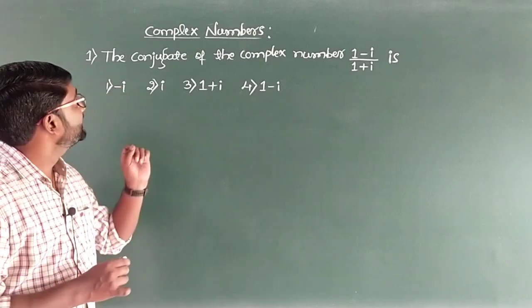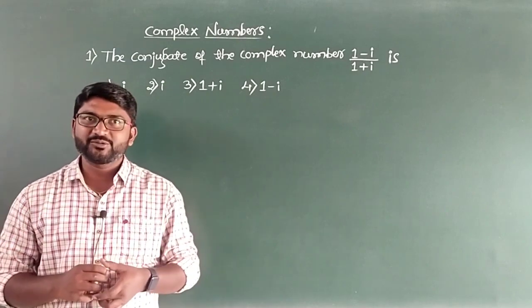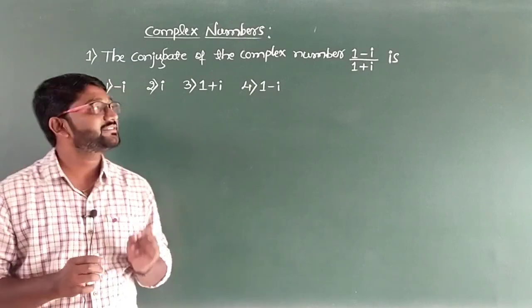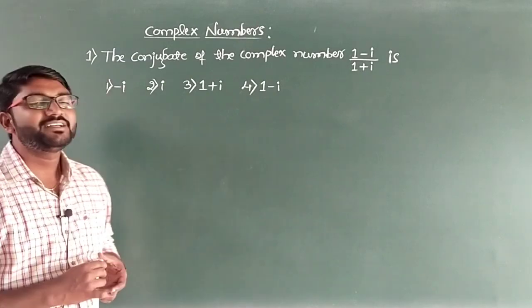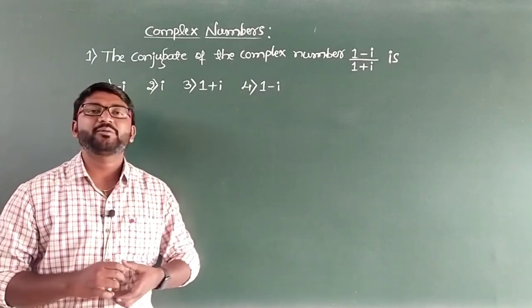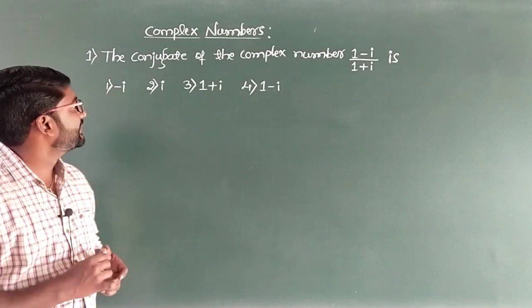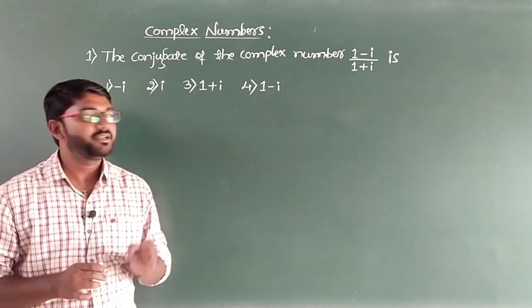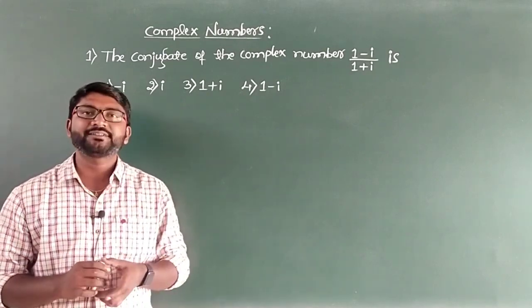So in today's class we'll be solving some of the objective questions on complex numbers. In that, question number 1: the conjugate of the complex number (1 minus i) divided by (1 plus i) is, and the four options are minus i, plus i, 1 plus i, 1 minus i.